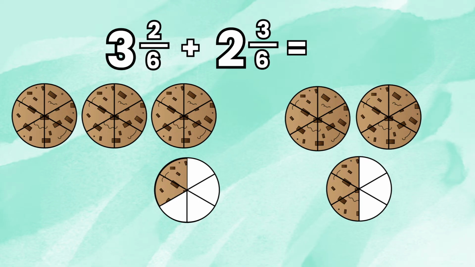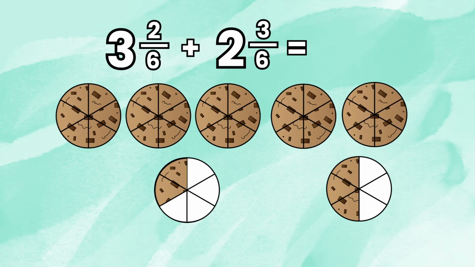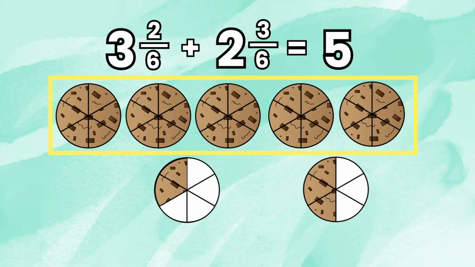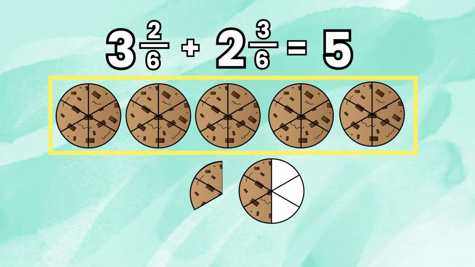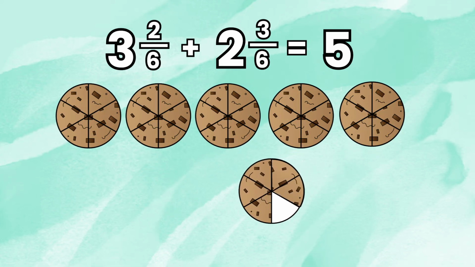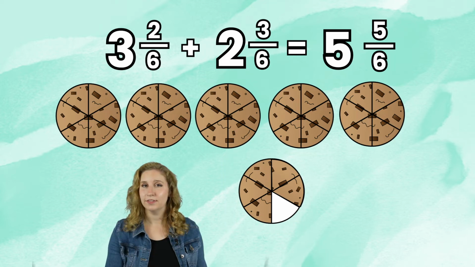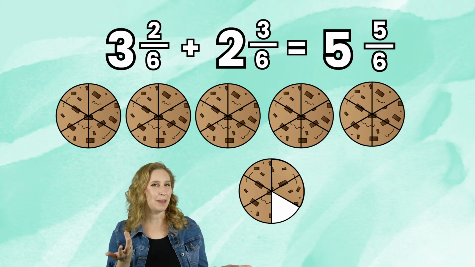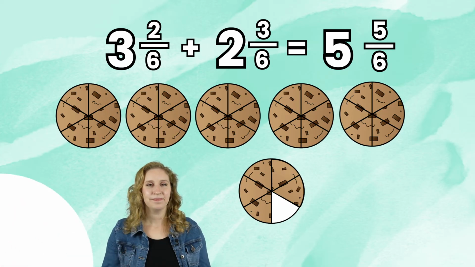I'm going to start with the whole cookies. 3 plus 2 is 5. All right, let's look at the fractions. 2/6 plus 3/6. What does the model show? 2/6 plus 3/6 equals 5/6. All right, what do you notice is happening with the models? Why do you think this might be a great strategy?